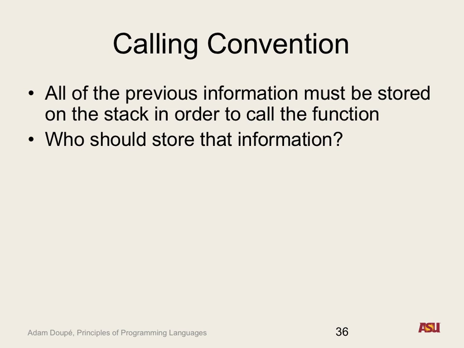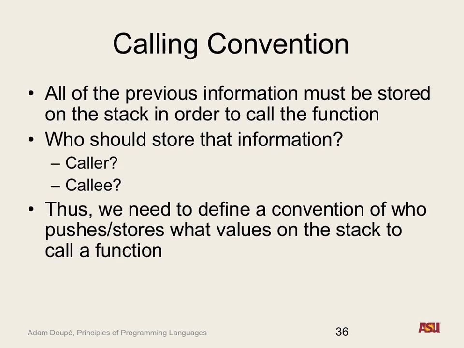Also as part of it, what we talked about with registers, some registers are considered saved registers. So if you call a function and it wants to use one of those registers, it has to save whatever that value is on the stack, use it, and then return it into that register so it's the same. Other variables can be clobbered by the function and they don't have to apologize at all. Right? But this is just a standard. You have to all agree on it, otherwise you're going to write software that's incompatible. So we need to define a convention of who pushes and stores what values on the stack in order to call a function and in what order.